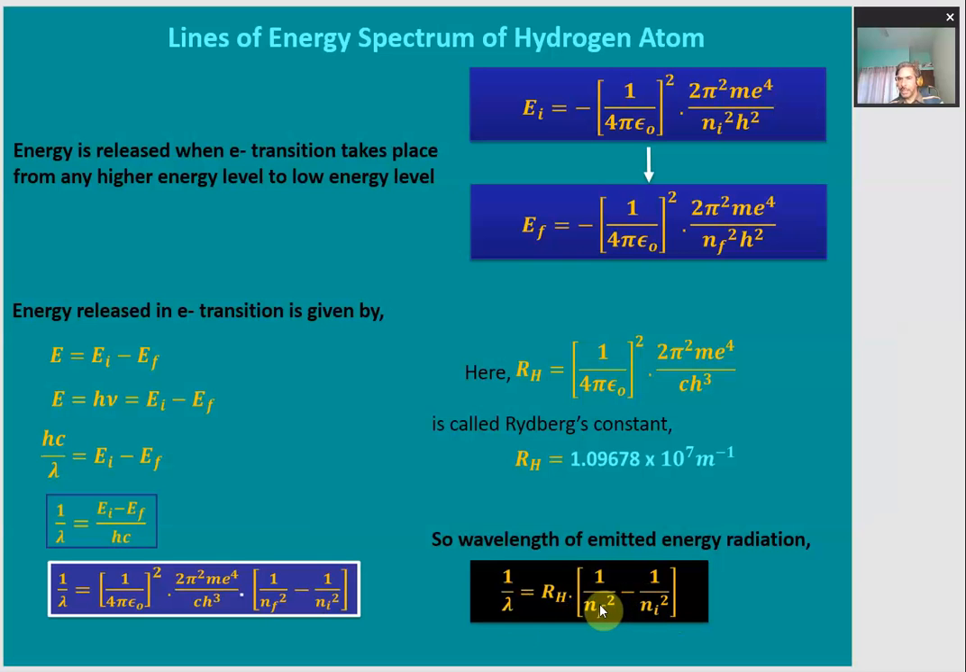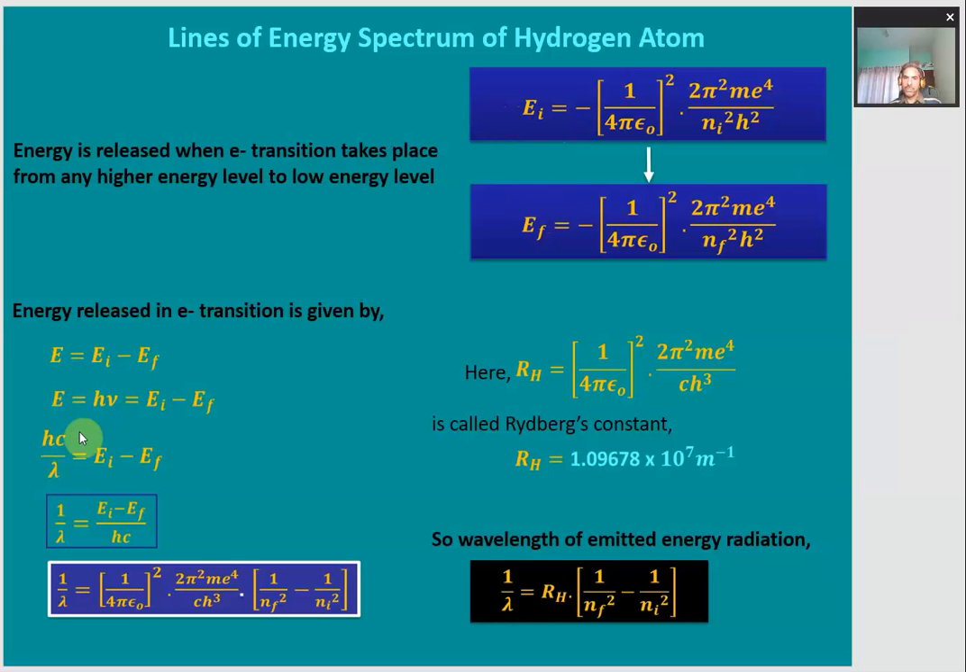Ni and Nf. So what we just did is write the expressions for the energy of the initial orbit and the energy of the final orbit. Initial orbit is the one in which the electron was earlier lying, and final orbit is the one in which the electron finally comes after transition. So the energy released will be equal to the difference of these two energy levels. So total energy released will be given by the difference of the two energy levels. So the energy which is released can be written as h nu, and nu can be written as C upon lambda.